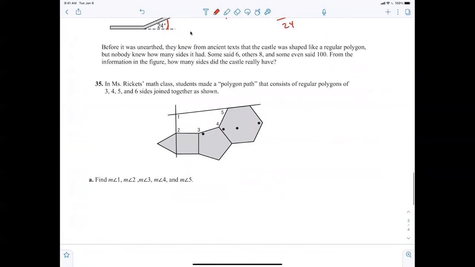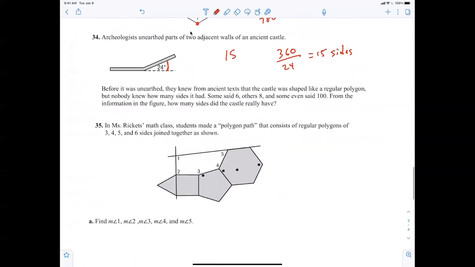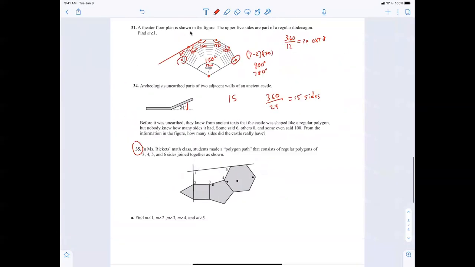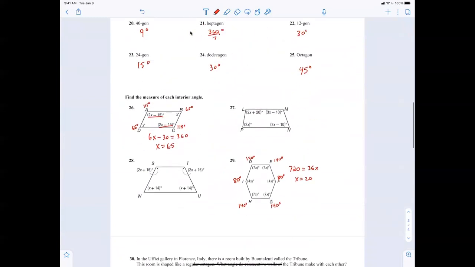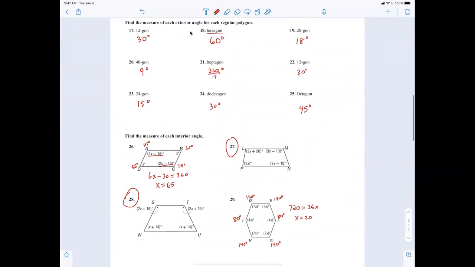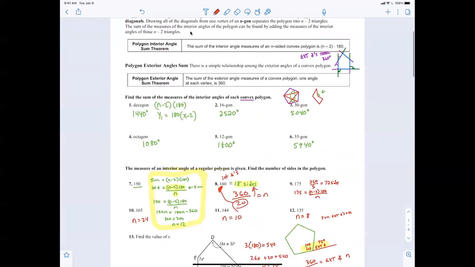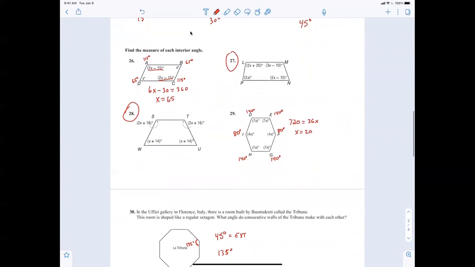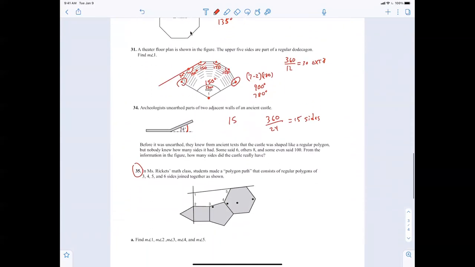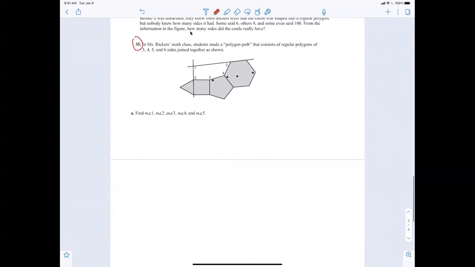Okay, so I'm going to let you try to figure out 35 on your own. I want you to find all the missing angles there. 1, 2, 3, 4, 5. And then go back, make sure you know 28, make sure you know 27. And I think I did everything else, correct? All right. I think that was pretty good.